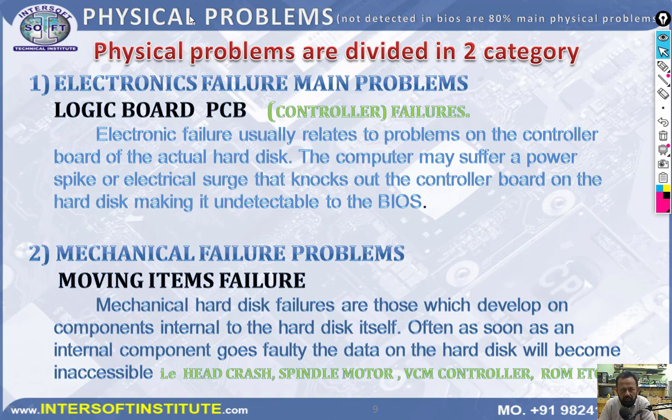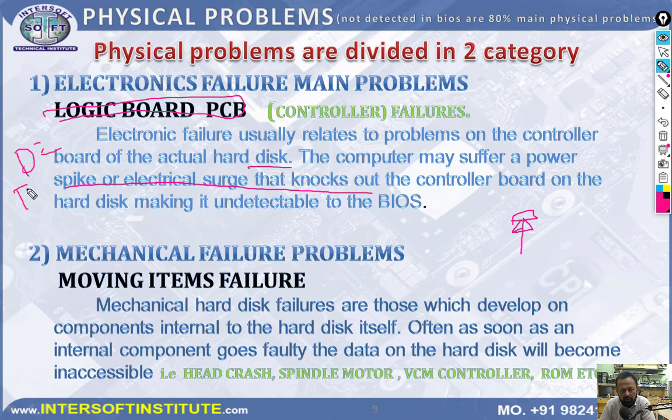Physical problems means the hard disk is not detected in the BIOS or the hard disk is not spinning. There are two types of problem: one is logical problems, and the other is that the logic board sometimes burns due to power fluctuation. The data is there, but due to the PCB it is not accessible. So we repair the PCB, then we can access the data. Electronic failure is usually related to the controller board of the hard disk. The computer may suffer a power spike or electric surge that will burn the diode, fuse or coil. This topic we will see in D2.